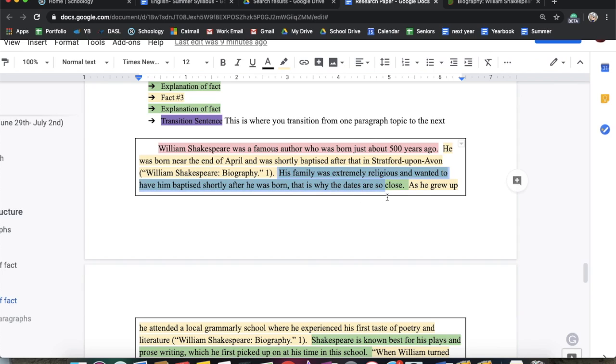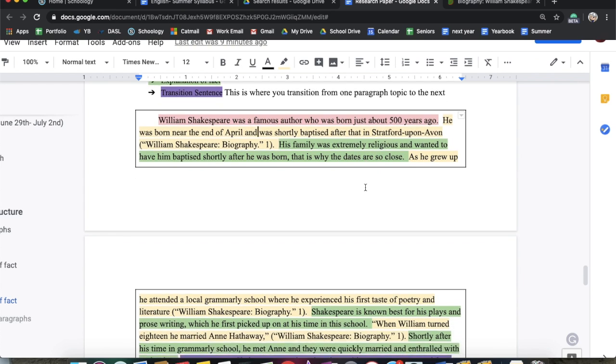Then the next thing is my explanation of the fact in my own words. I explained that his family was extremely religious and wanted to have him baptized shortly after he was born. This is why the dates are so close. If you look at the date he was born and when he was baptized, it was like 2 days apart. I don't have an in-text citation after this because I'm just explaining this fact. Then we have my next fact.